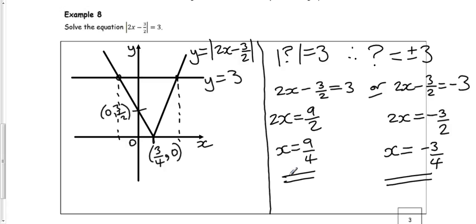And you can check if they are correct by substituting them back into the original equation. And if the equation works, then you know they're right. And that's a good thing to do in an exam.